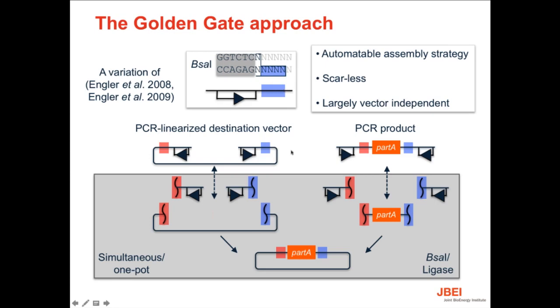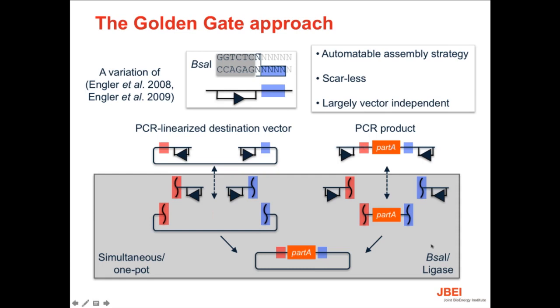The way this is done in practice is that you can, for example, start with a destination vector that already has these BsaI sites in the vector, or you could prepare it through PCR linearization. And the same thing with the PCR product. So instead of having a flanking homology sequence at the ends, as for something like Gibson, you have these flanking BsaI sites and then your different overhang sequences. And besides PCR products, this could be a synthetic DNA fragment that you potentially just order.